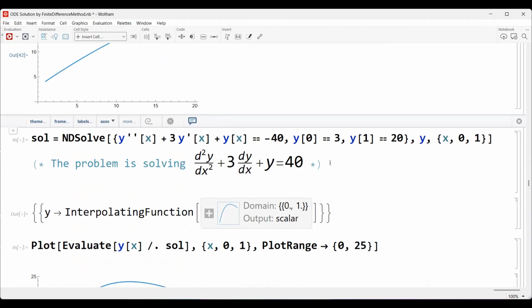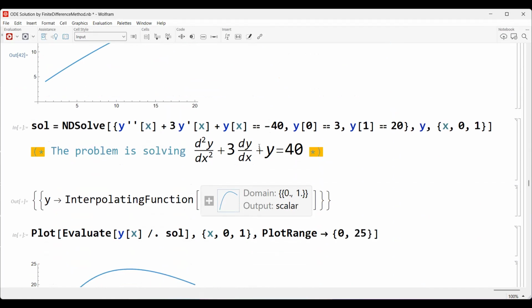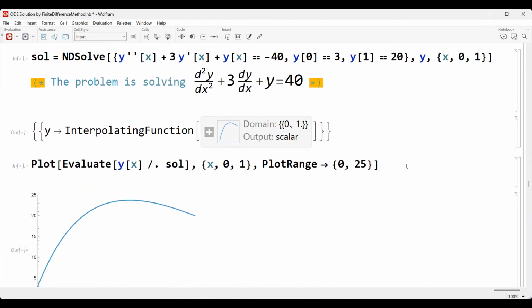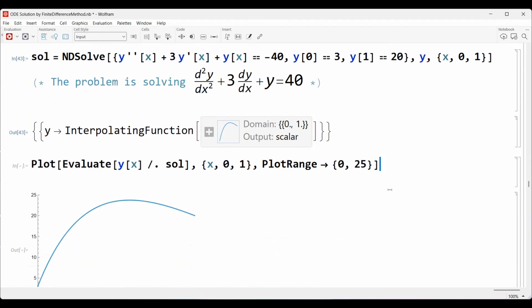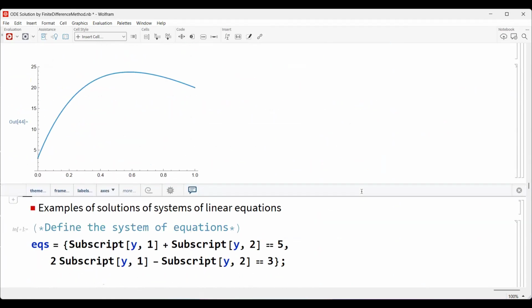Now we have, for example, in our first problem, this equation equal to 0. How about if this is equal to 40? Okay. So if that is equal to 40, we have the solution here. Okay. And it looks like this.